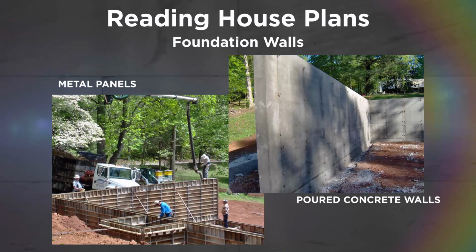In addition to concrete block, foundation walls can also be made of poured concrete. Here's an example of that. Metal forms were placed with rebar in between. Next, the hollow space between the forms was filled with concrete. Later, the forms are removed and voila, you see the finished wall.